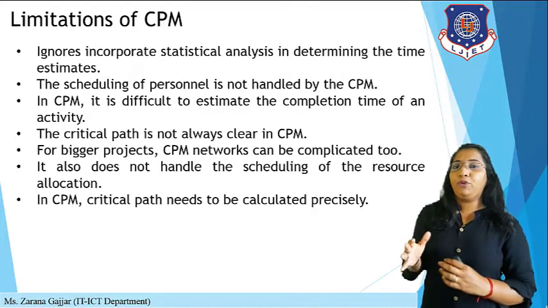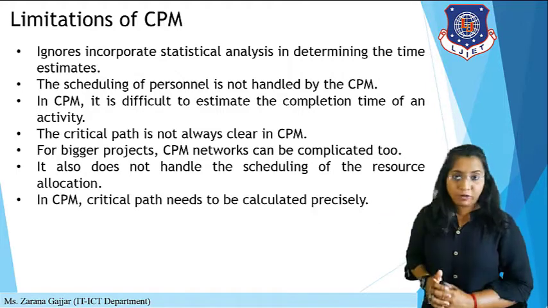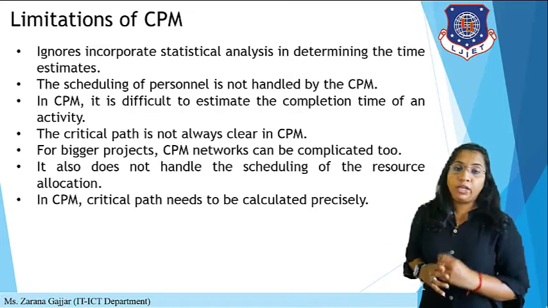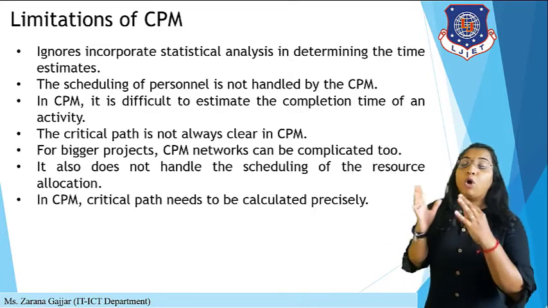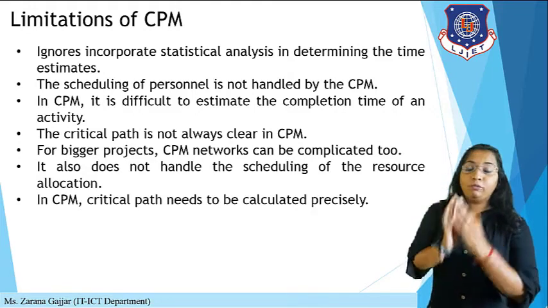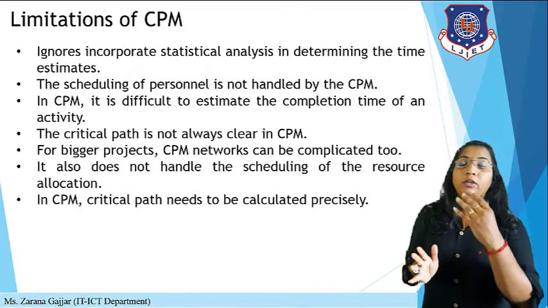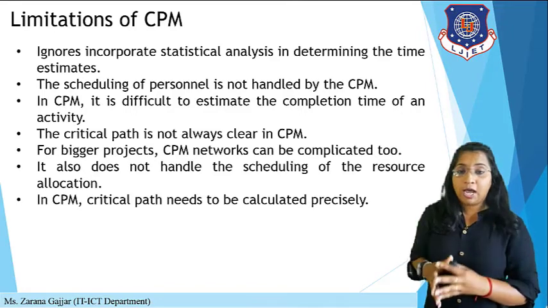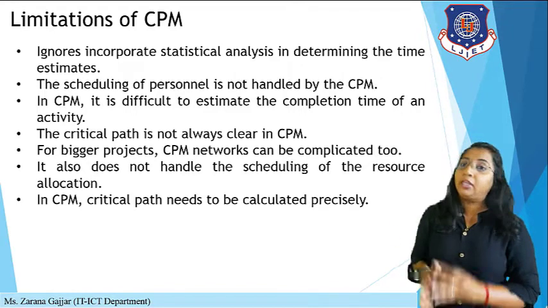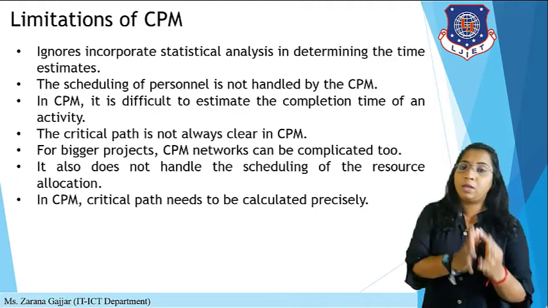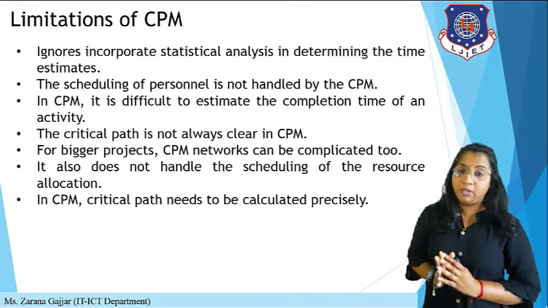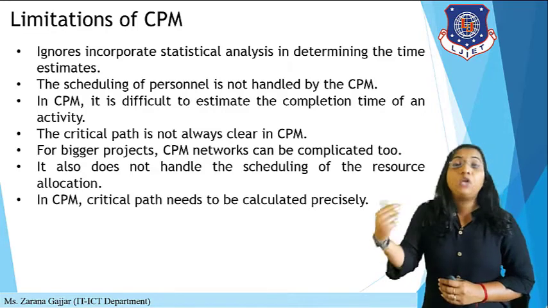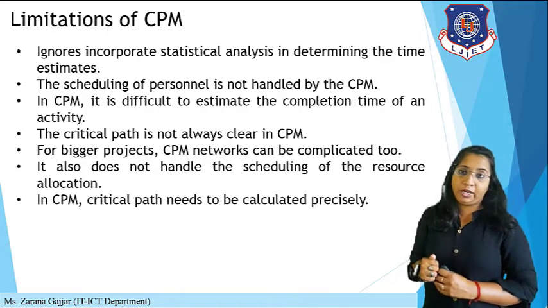For example, if you are working in the requirement gathering phase, you don't know how much time you require for requirement gathering, because it always depends on what kind of data you have gathered. If any difficulties arise during requirement gathering, then it always takes some more time. So this is all about the limitation that it is difficult to estimate the completion time of an activity.